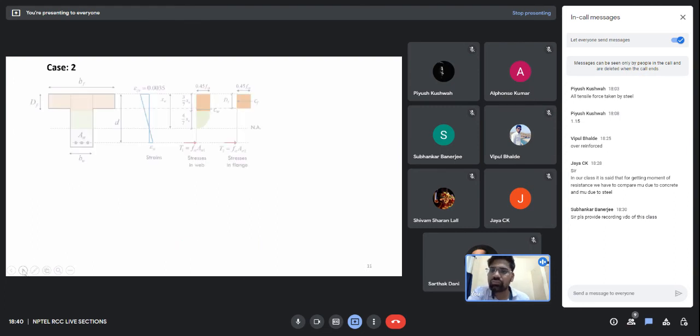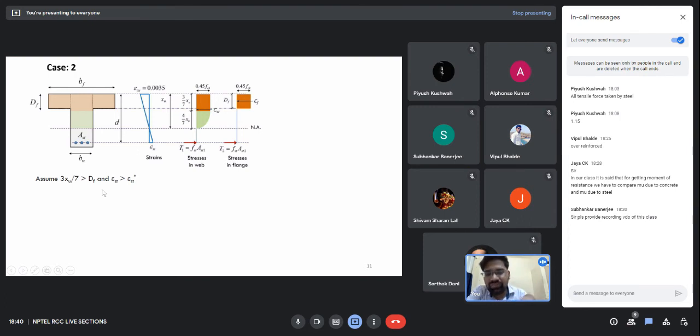In case 2, what do we assume? We assume that our XU is greater than the depth of the flange, but that 3 times XU by 7 is less than DF. What is the significance of this? If you have carefully seen the derivation of this stress block, then you must be familiar with this. It is not very difficult, so I won't be explaining it here.